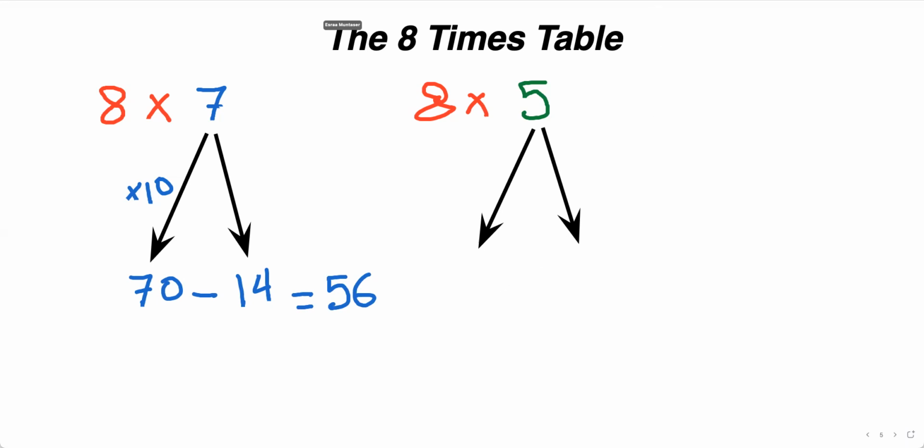Let's go try it again. 8 times 5, you take the 5, you multiply it by 10. You're gonna get 50. And then you minus double this number, which is 10, and that gives you 40. And that's correct as well. Now it's your turn to try it to confirm it would work.